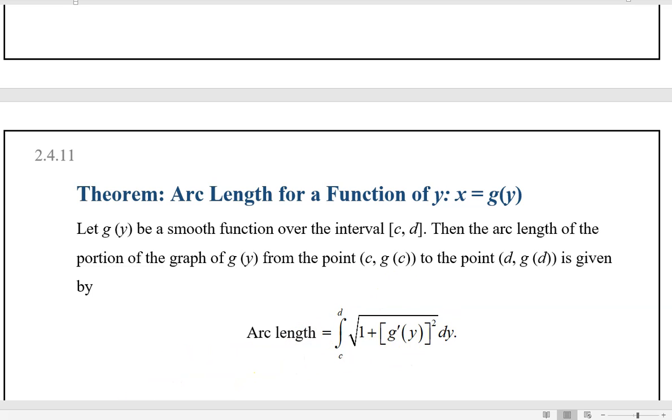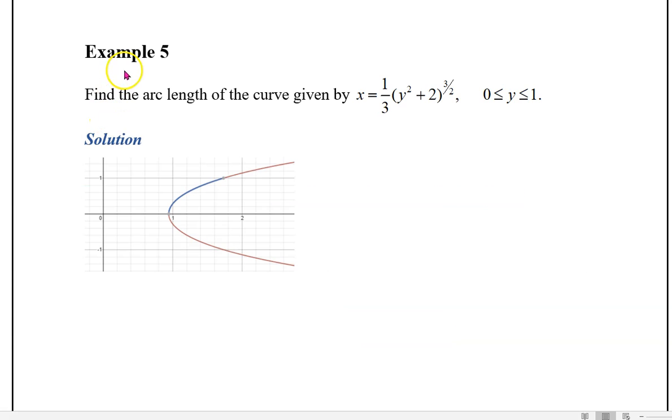Let's take a look at an example. In example 5, we want to find the arc length of the curve given by x equals 1/3 of the quantity y squared plus 2 raised to the 3/2. Yes, we could go through and try to solve it for y, but because of the y squared, we'd end up with plus or minus a radical. In this case, it's easier just to leave it as a function of y being solved for x.